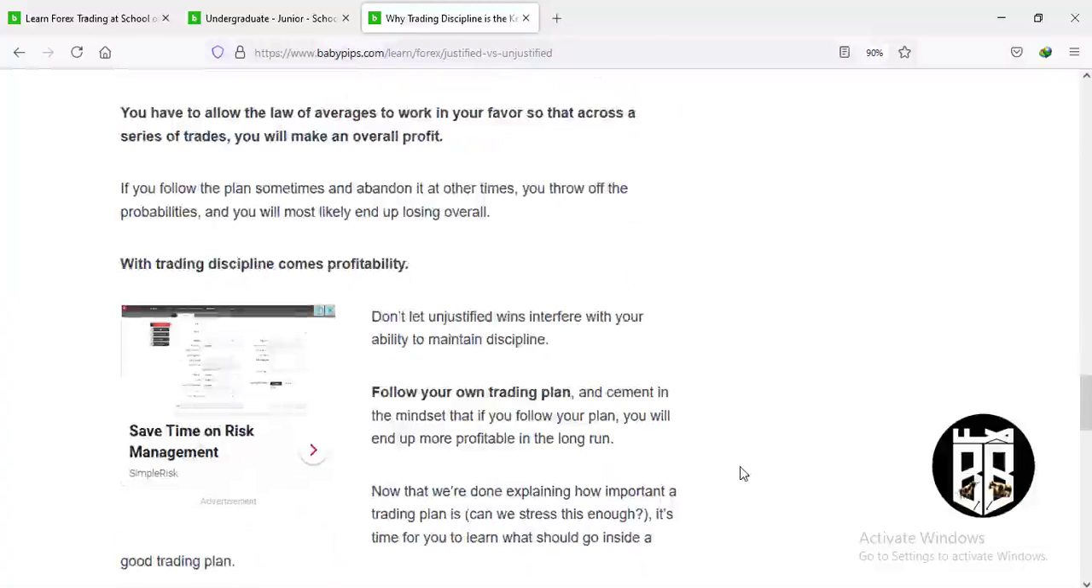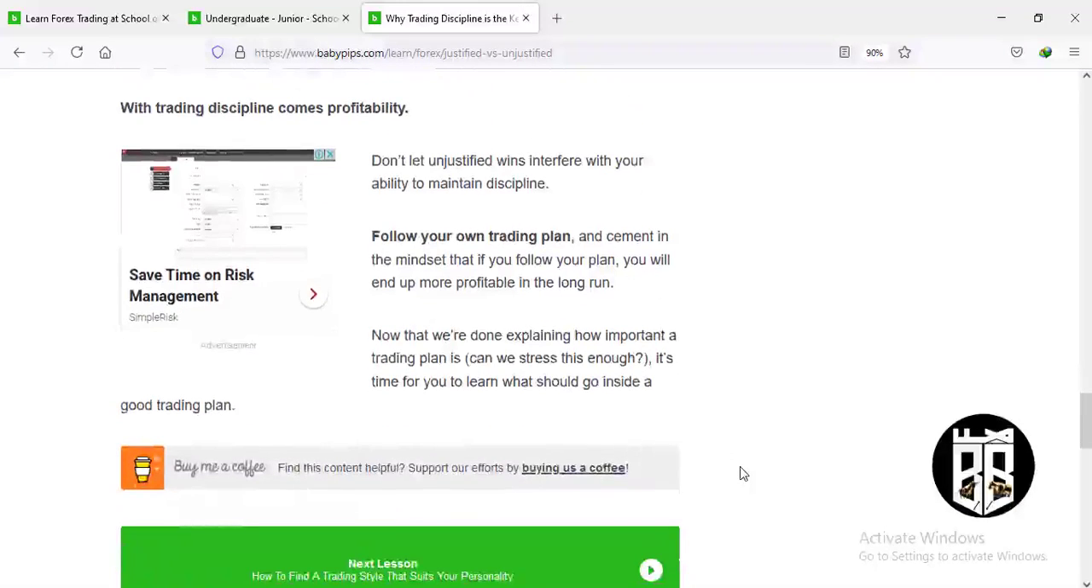Don't let unjustified wins interfere with your ability to maintain discipline. Pick a trading plan and follow it, and stick it in your mind that a trading plan is the key to becoming profitable in the long run. Okay, so now that we've talked about the importance of having a trading plan, it's now time for us to discuss what we should have in a trading plan.